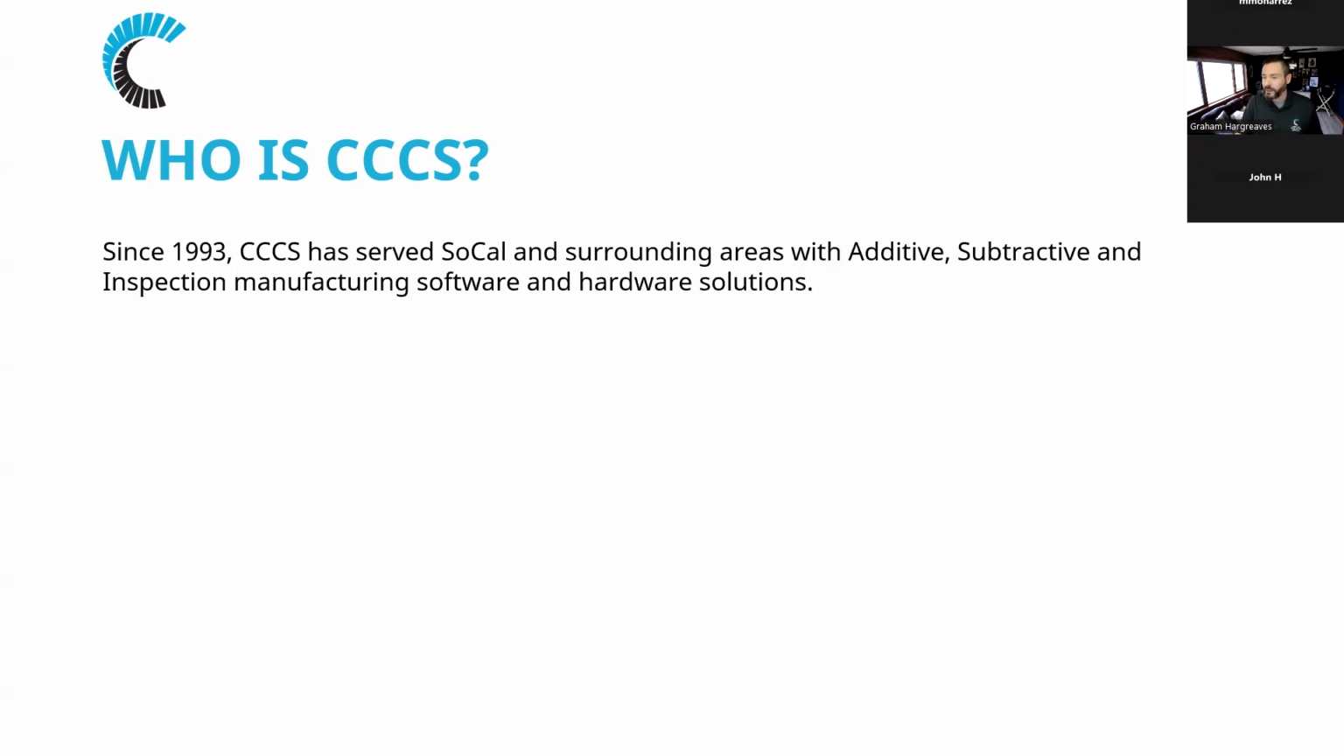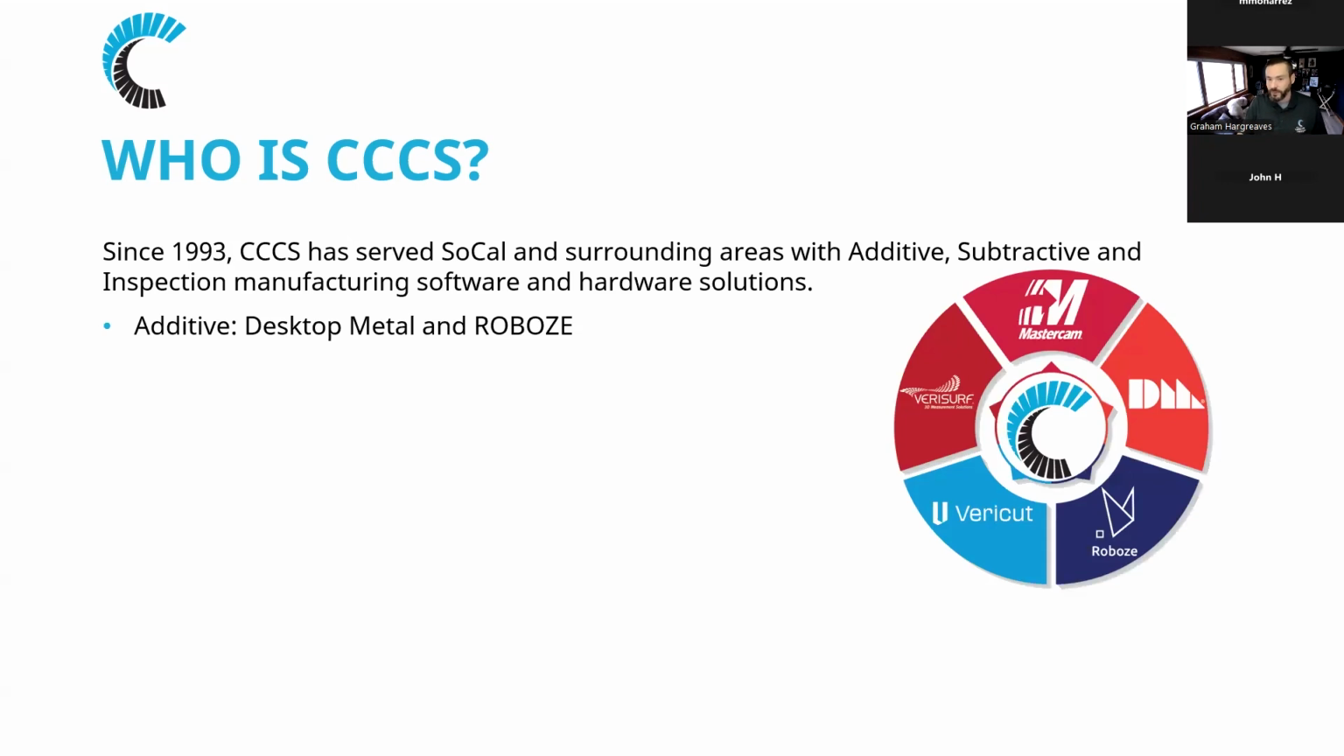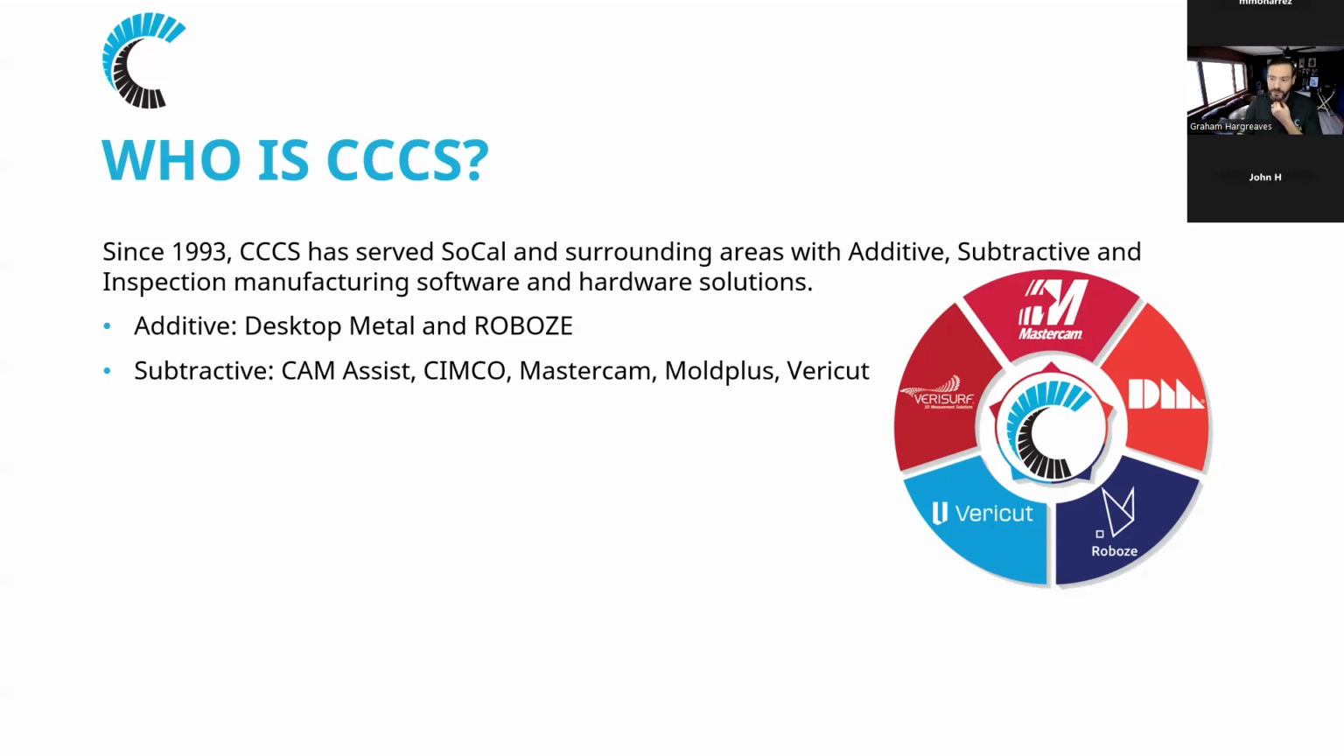So if you don't know, I'm going to go through who we are as a company. We've been around since 1993. We've served Southern California and surrounding areas with additive, subtractive, and inspection software and hardware solutions. I'll run through those products right now. From the additive side, we represent Desktop Metal and Robos. Subtractive, CAM Assist, obviously. We're here to talk about that today. We have Simco, Mastercam, Mold Plus, and Vericut. On the inspection side, we also sell Verisurf.